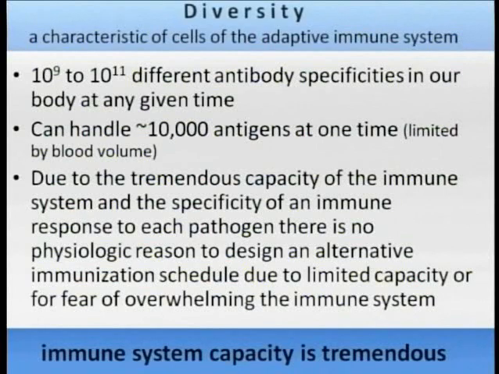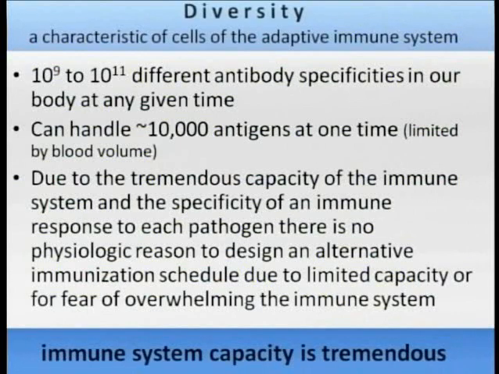So due to the tremendous capacity of the immune system and also that specificity that's built in with each cell being specific for something different, there's no physiologic reason to design an alternative schedule or to fear that you will be overwhelming the immune system by getting 4 or 5 shots or vaccinations at one time. You will not overwhelm the immune system. The capacity of the immune system is absolutely tremendous. It can handle a lot more than we actually give it.